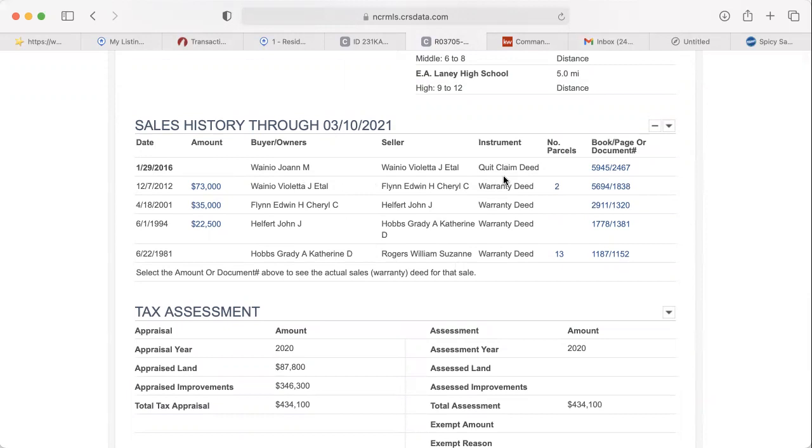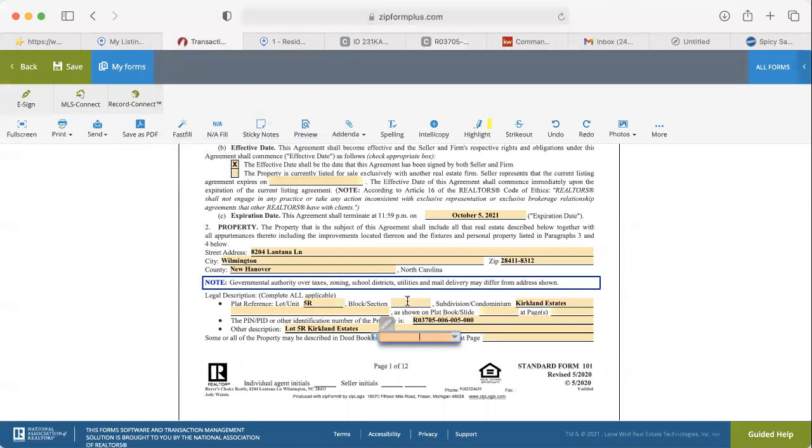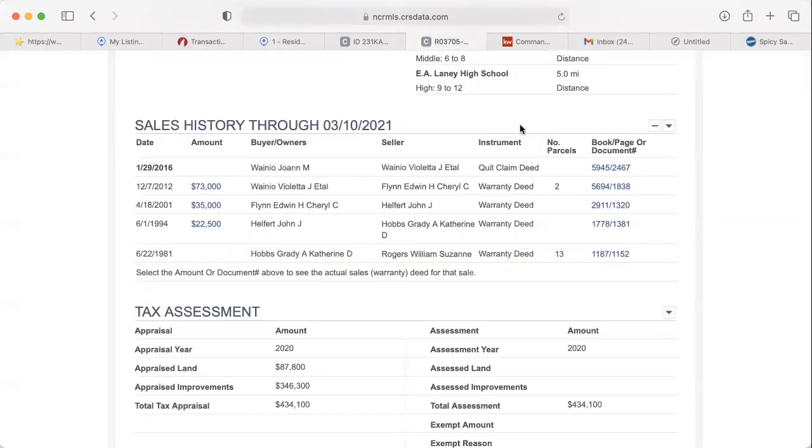The last recorded deed, it was a quitclaim deed. And the last recorded deed is 5945, page 2467. So that's 5945, page 2467. Okay, I'm going to go back to the tax record so you can see that again where I found that. So it's under sales history through today.